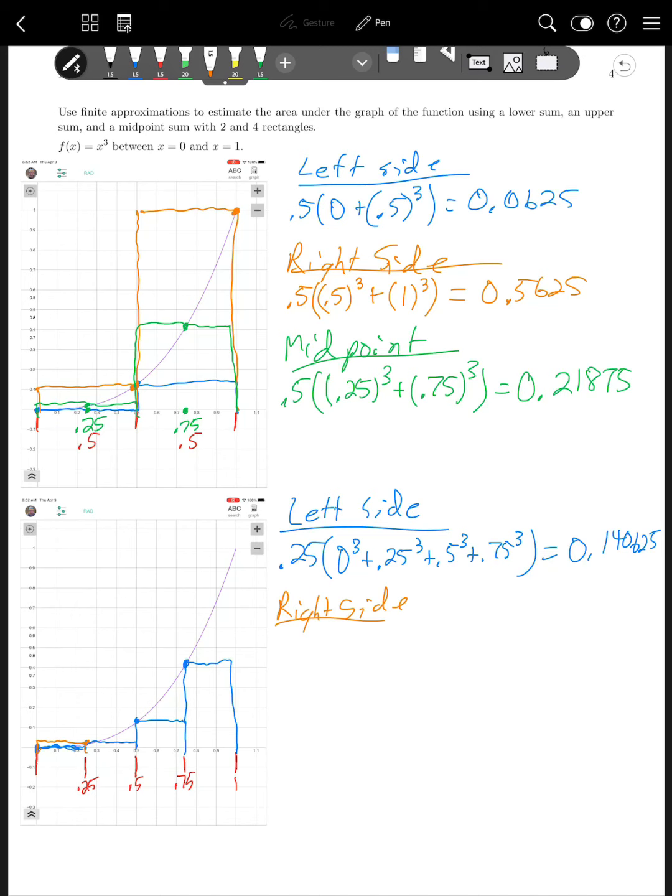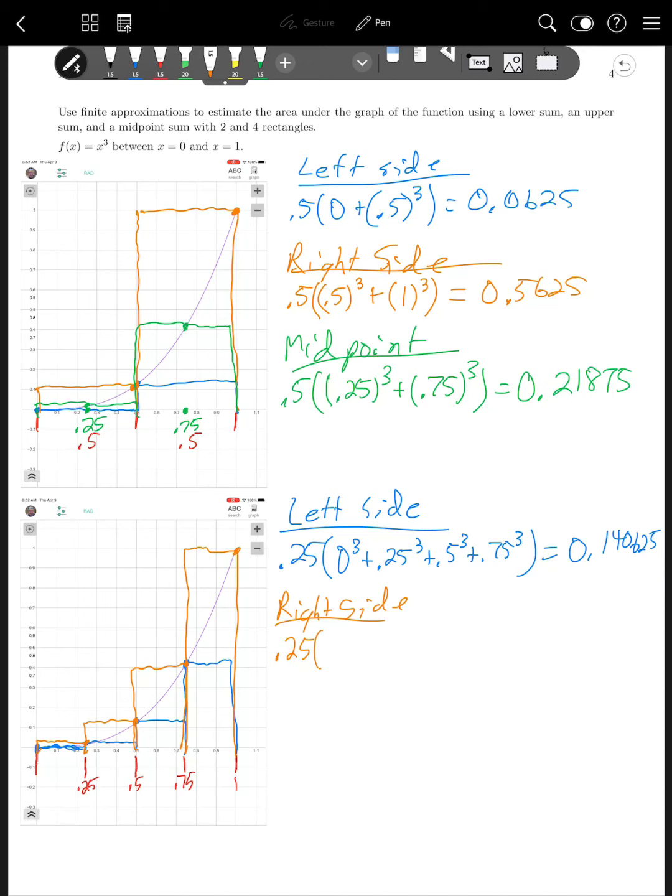Okay, and that's 0.140625. Okay, and so to do the right-hand endpoint, the right side, we just use the right-hand endpoint for each region. So that would be 0.25, 0.5, 0.75, and 1.